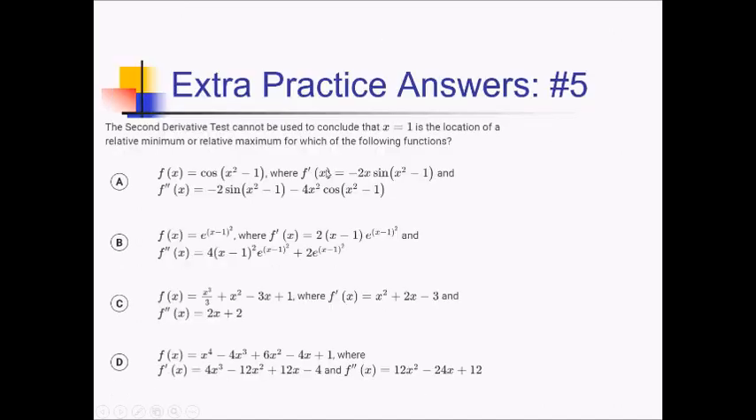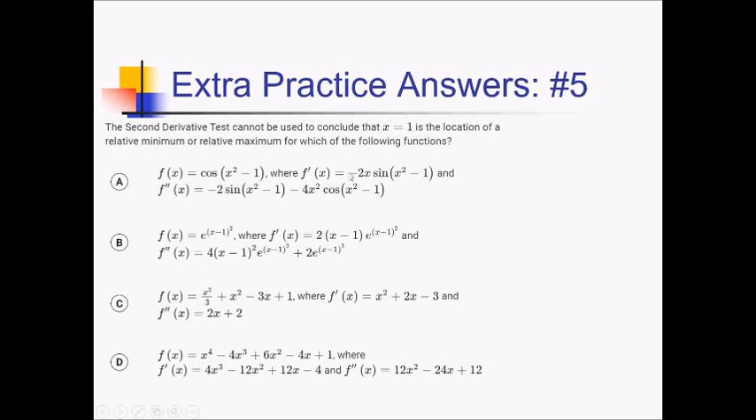On this problem, we're given a whole bunch of functions along with their first and second derivatives, so we don't actually have to find any derivatives, which is nice. And we're being asked, for which of these can the second derivative test not be used to conclude that x equals 1 is a relative min or max?